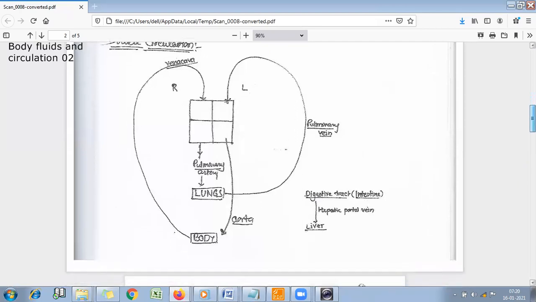By this hepatic portal vein, some nutrients are sent into the liver. So it is also a very important point.